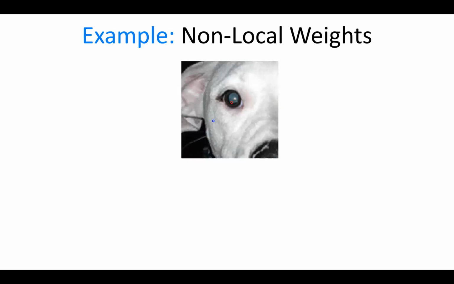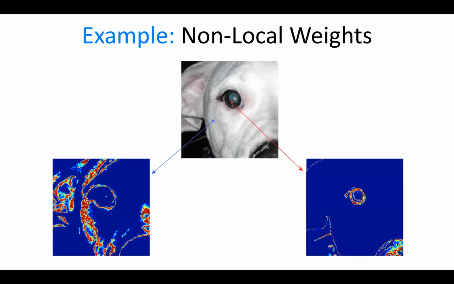Let me give you an example of what these weights might look like, these non-local weights. Take these two pixels, the blue and the red pixel. I'm going to compute the similarity between the blue pixel and all the other pixels in the image. And then I'm going to take the red pixel and compute the similarity between that and all the other pixels in the image. And I'm going to get two images.